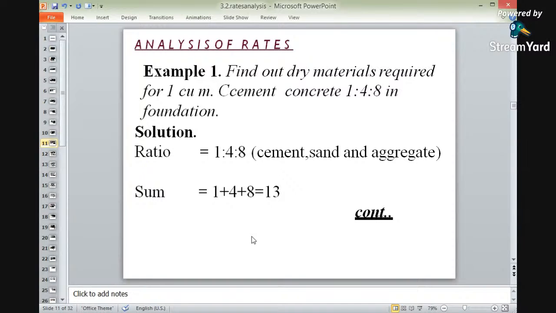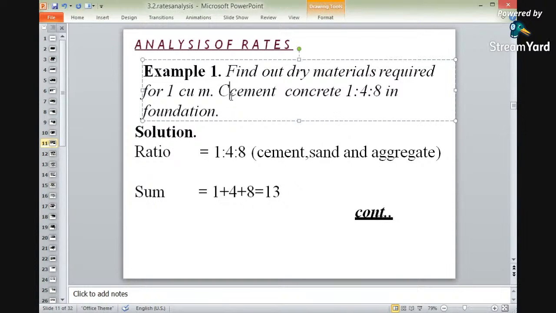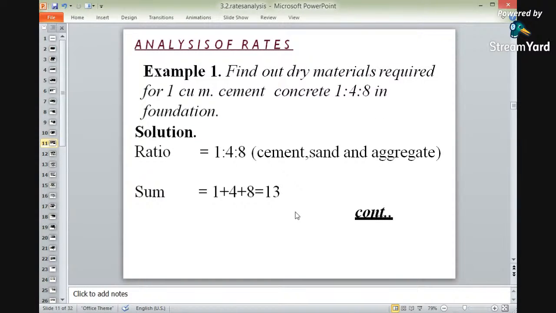To find out the dry materials required for 1 cubic meter of cement concrete, 1 is to 4 is to 8 in foundations. So here we are finding out the quantity for 1 cubic meter. The ratio is given as 1:4:8. What does this 1:4:8 represent? That is nothing but the cement, sand and aggregates. So we have to find out the quantity of cement, the quantity of sand, and the quantity of aggregates in this case.